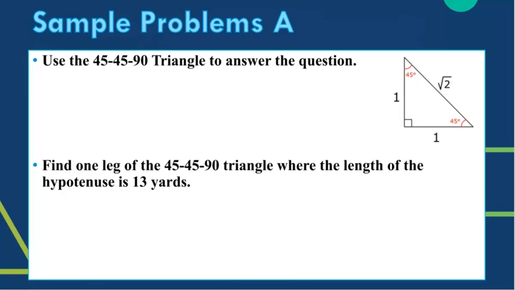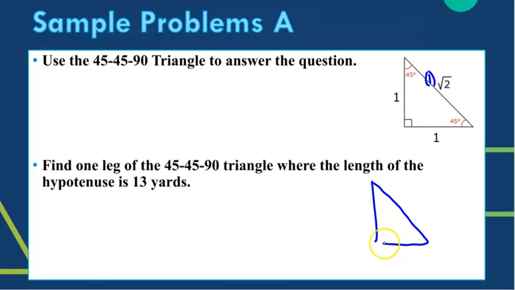First one is the 45, 45, 90. So you see the 45, 45, 90 degree triangle to the right here. The side lengths are both 1. That means the hypotenuse is going to be the square root of 2 times the leg. So I'm going to put a 1 here because it's the side length times the square root of 2. So here we want to find one leg of the 45, 45, 90 triangle, where the length of the hypotenuse is 13 yards.